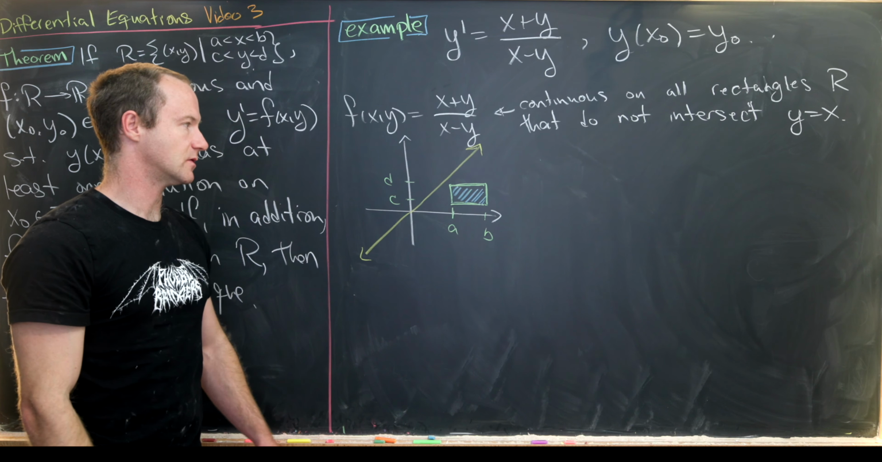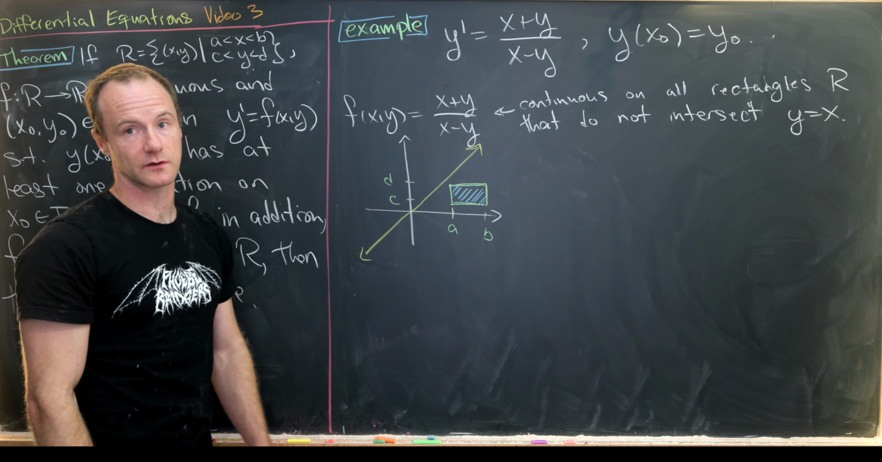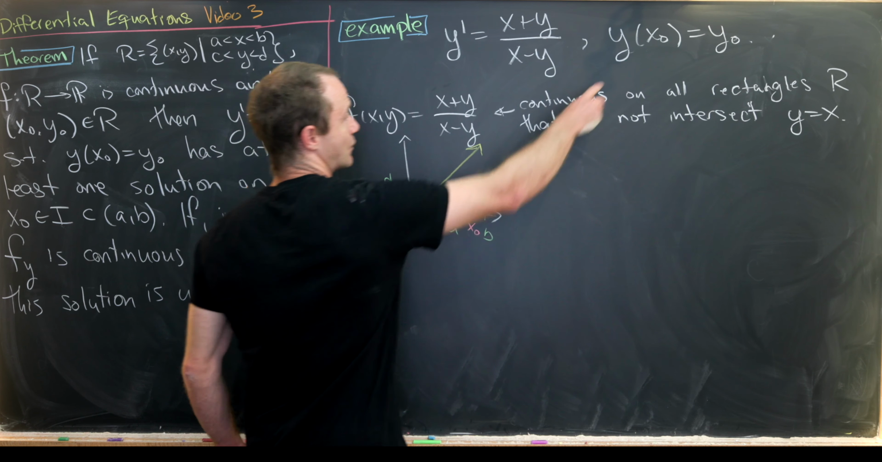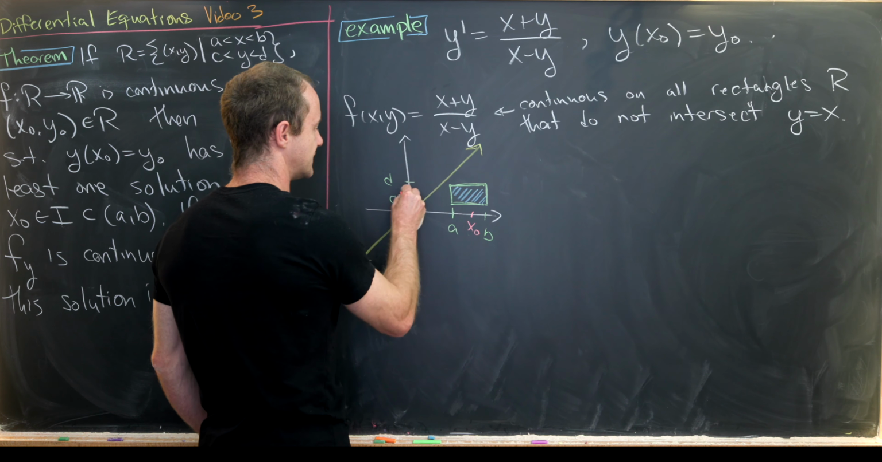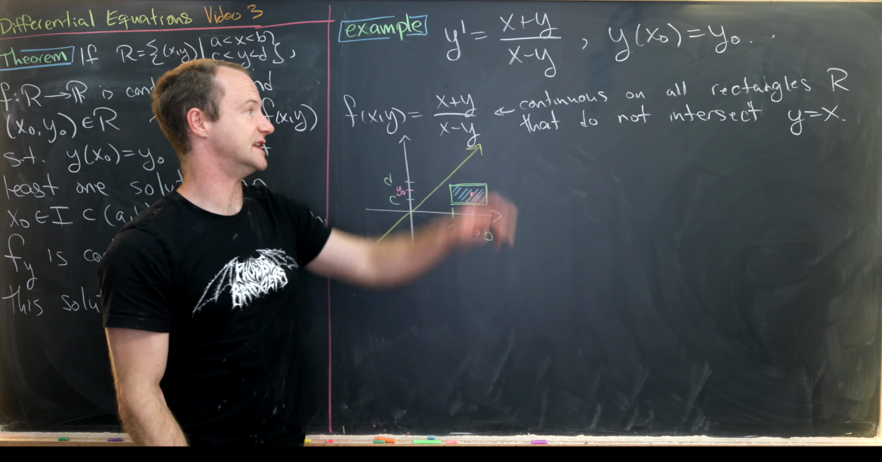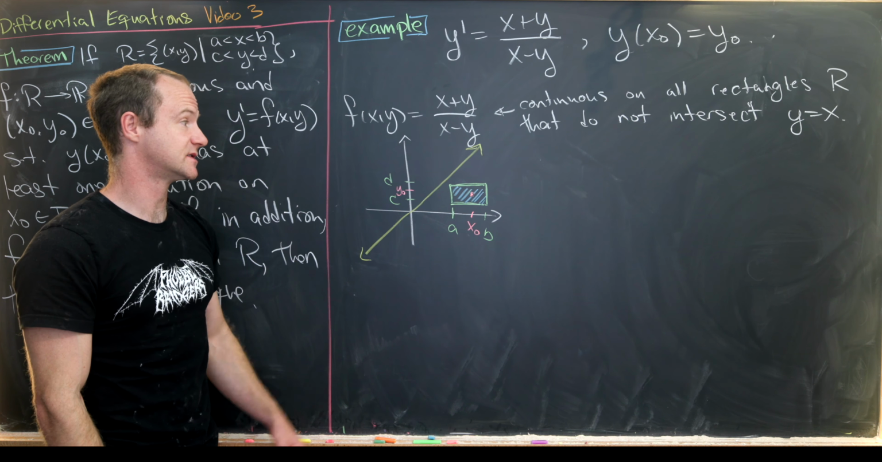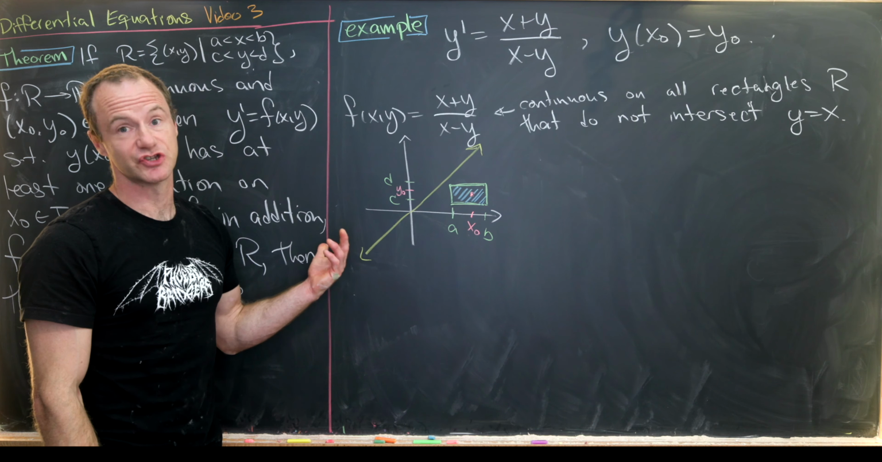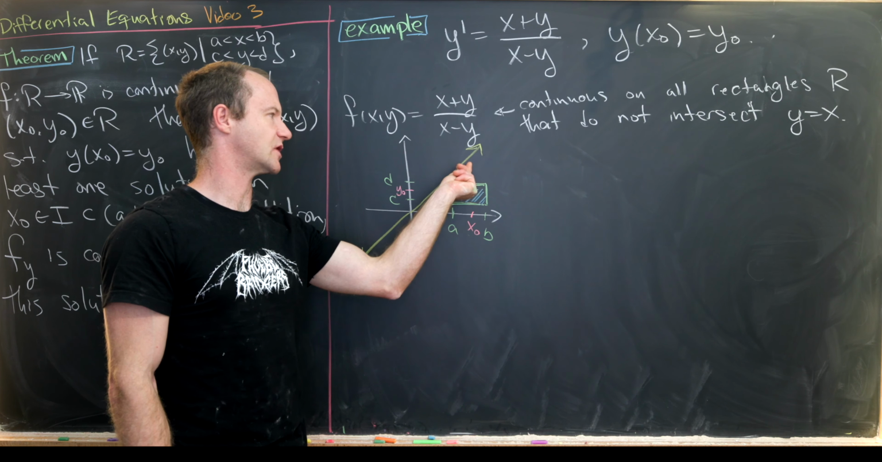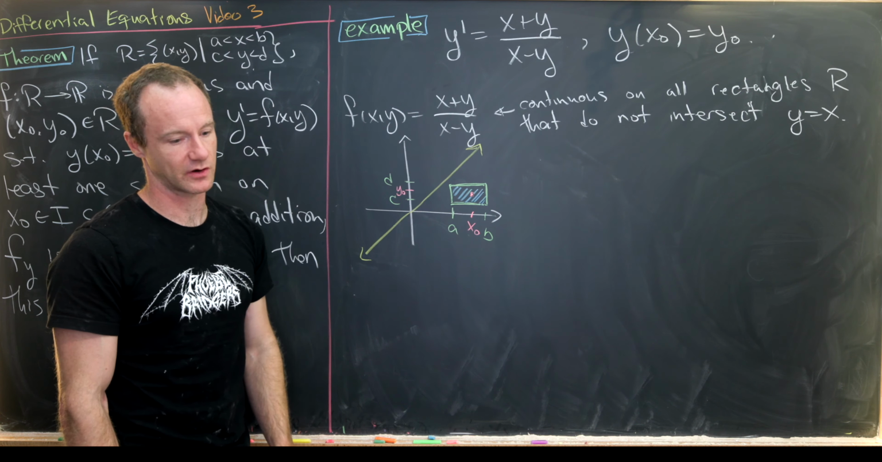So notice that rectangle does not hit our curve. So that means our function is continuous on this rectangle. Furthermore, if we take an initial condition, y of x naught equals y naught, so that would be like this, that would be our initial condition lies somewhere in there. Then we know that this initial value problem is, in fact, solvable. And notice it's always possible to find such a rectangle as long as x naught does not equal y naught, because we can just make that rectangle really tiny so that it will not hit the curve.